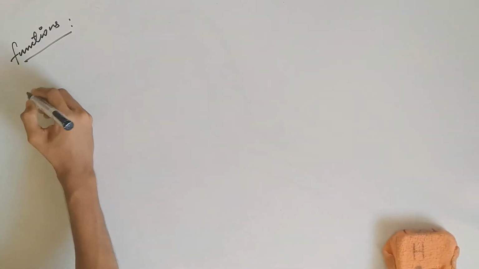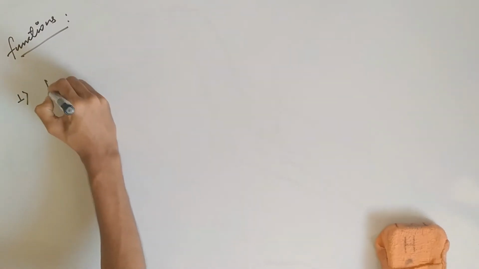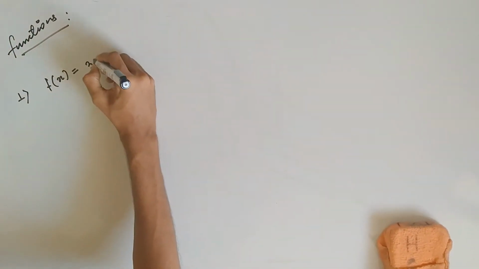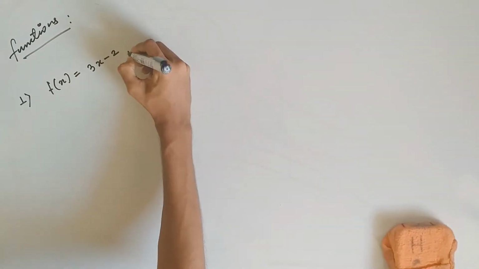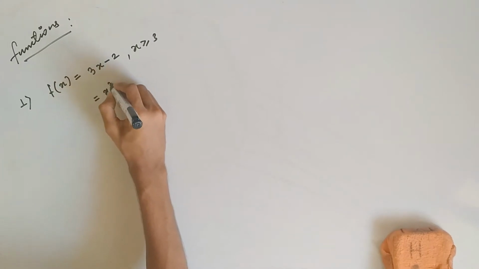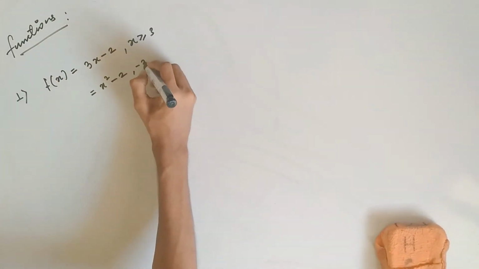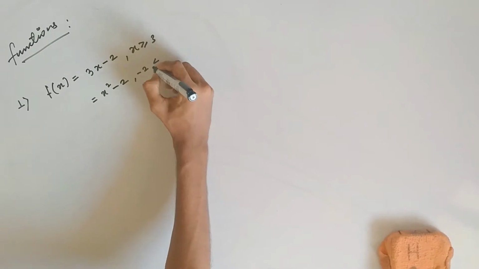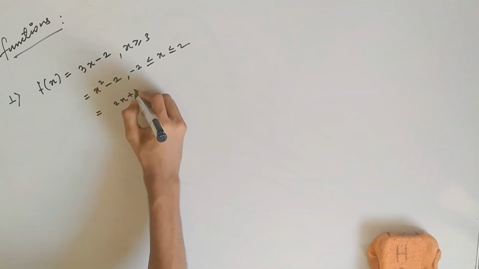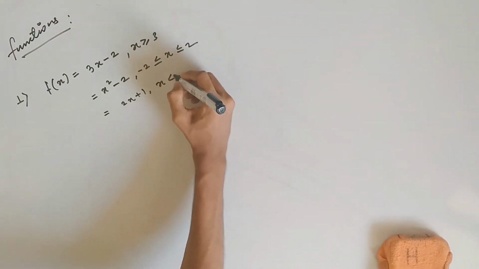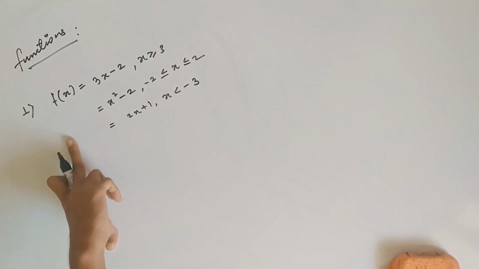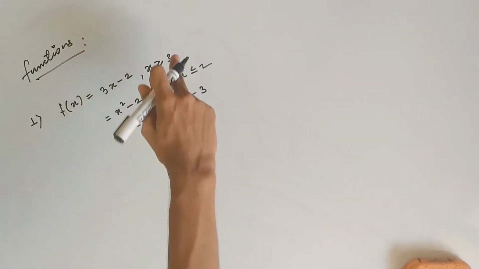Let's take the first question. Say f of x is given as 3x minus 2 when x is greater than or equal to 3, and it is x square minus 2 when x is lying between minus 2 to 2, and it is 2x plus 1 when x is less than minus 3. So this is the question given to you, a function in terms of x for different ranges of x.